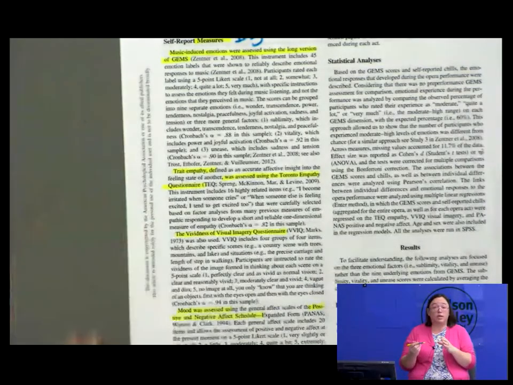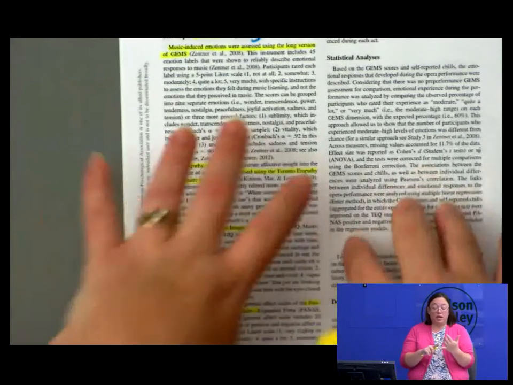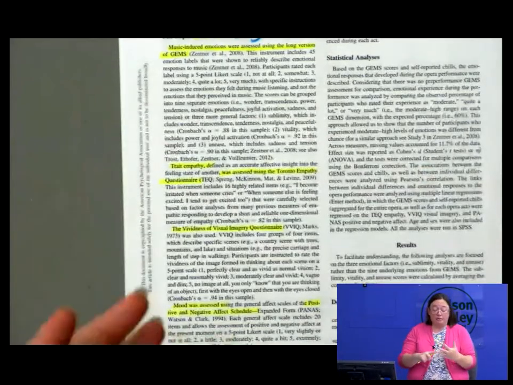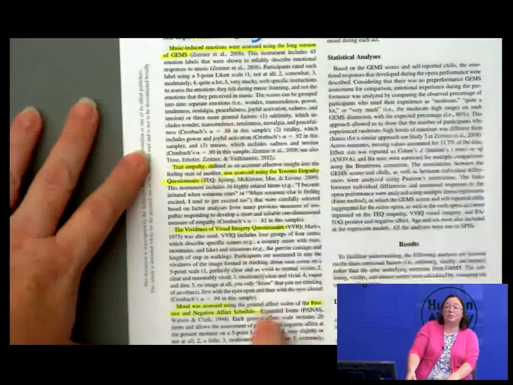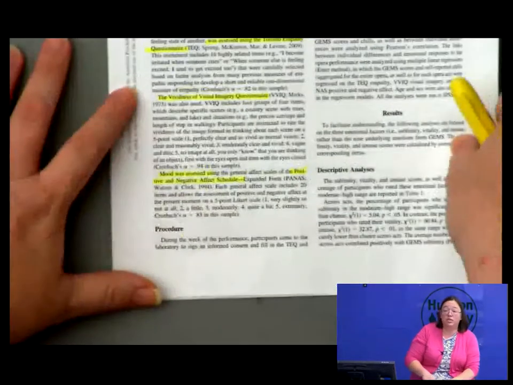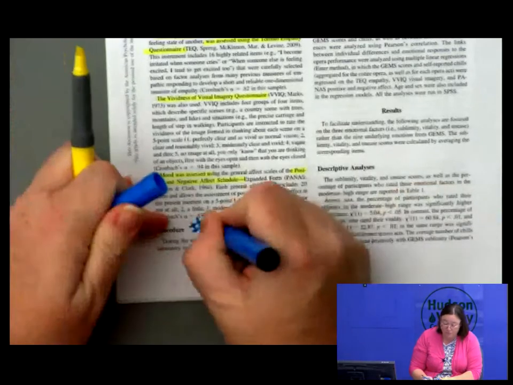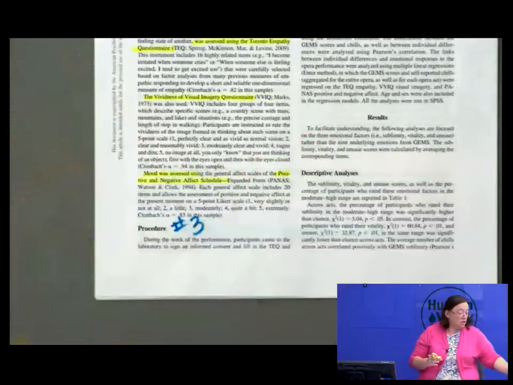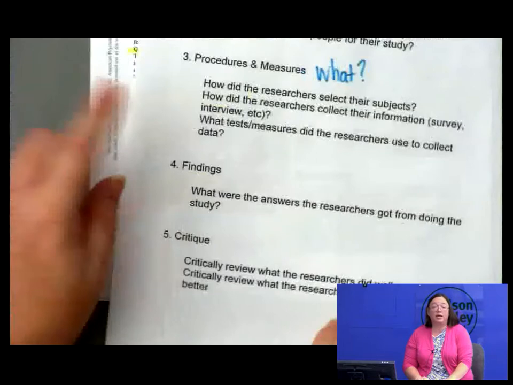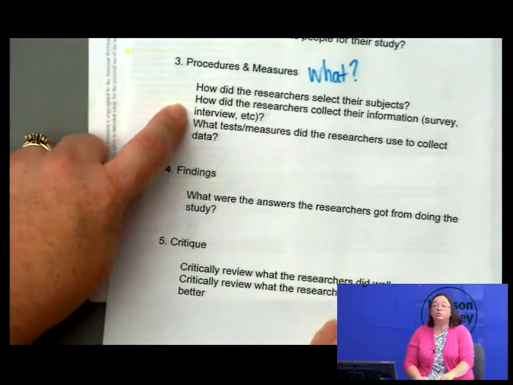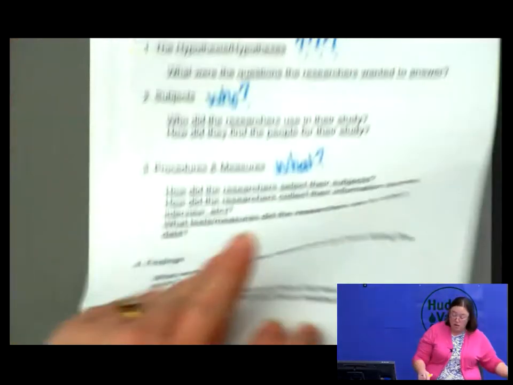And yes, Section 3 is going to be very long, because for this study, not only do you have to describe Madam Butterfly, you have to describe each one of these 4 assessments and procedure, which is still part of number 3. Procedure, right here. How did the researchers collect their information?